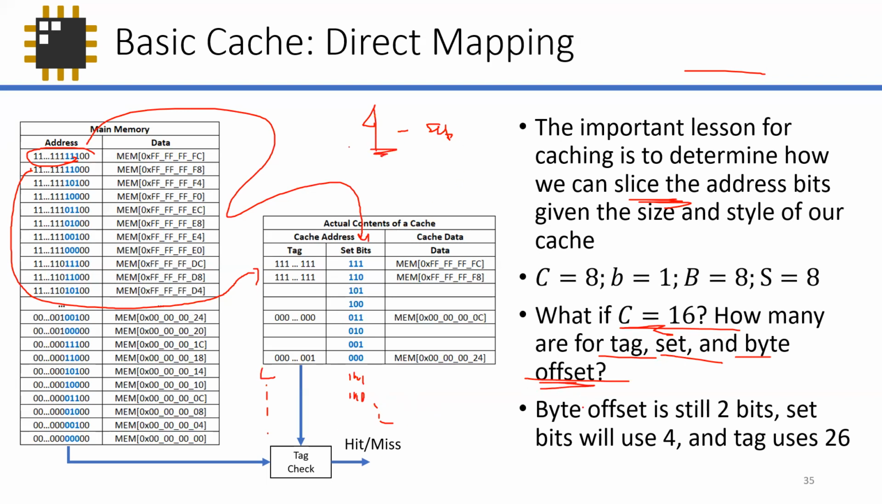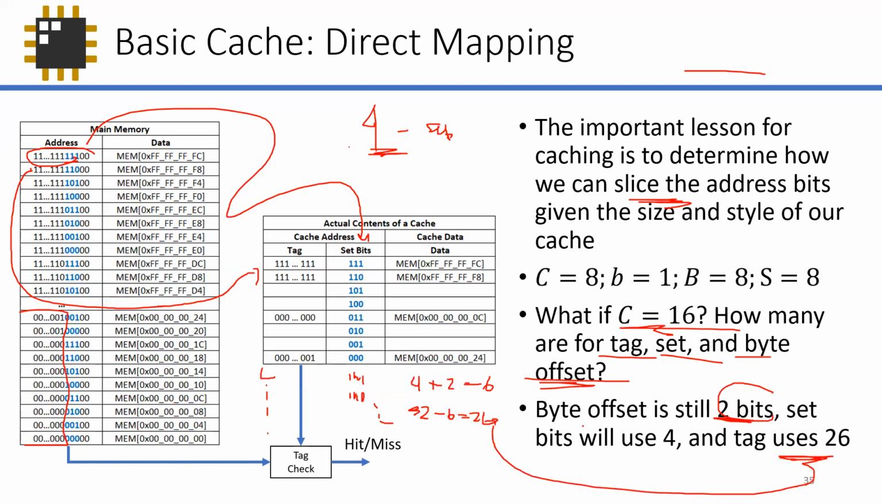The byte offset is still just 2 bits, because we're still skip counting by 2. Not a problem. Now, if you have 2 bits for the byte offset and 4 bits for the set bits, because you have to select among 16 entries, that's 6 bits in total. How many bits do you need to use for the tag? Since it's the upper remaining bits, and our address is just 32 bits long, minus 6, you need 26 bits left for the tag.